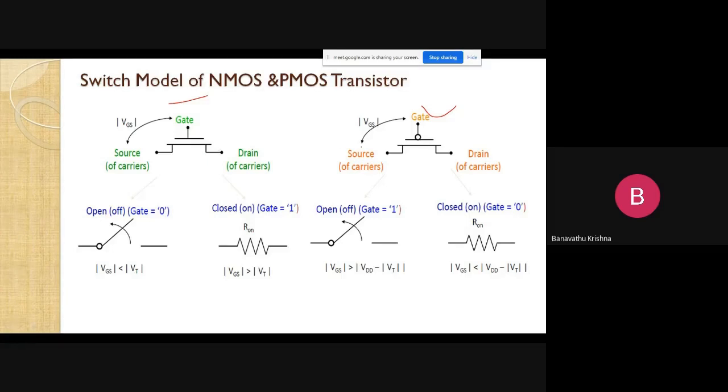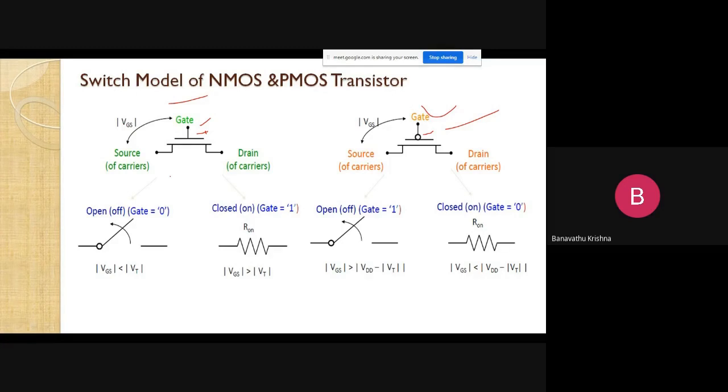Let us observe the difference between these two. Both are the same, but there is a slight difference. Here a bubble is present, but here there is no bubble. No bubble means it is an N channel device. If the bubble is present at the gate, it is a P channel device. Here this is the source terminal, this is the gate terminal, and this is the drain terminal. Similarly, it has source, gate, and drain.